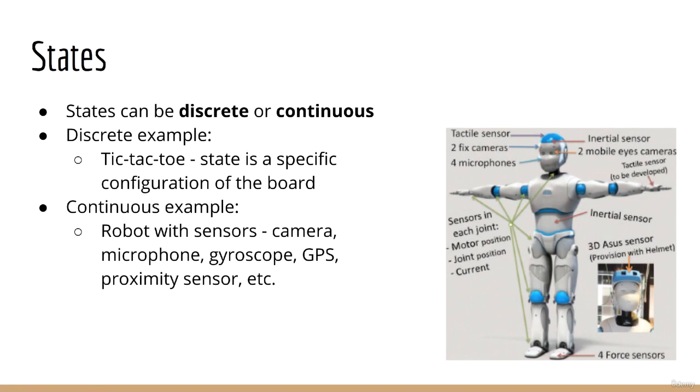Let's start with the state. As mentioned previously, the state can be discrete or continuous. In a game like tic-tac-toe, the states are discrete because they are just different configurations of the tic-tac-toe board. If we make a robot that has sensors like a camera, a microphone, a gyroscope, a proximity sensor, and so forth, those would all be continuous values. So you would end up with a vector of continuous values.